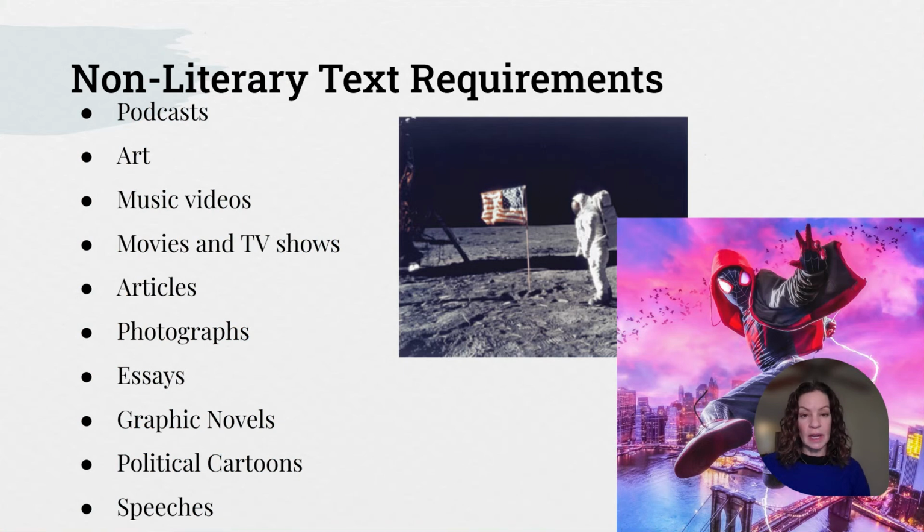For the non-literary text requirements, we'll be listening to some podcasts. We study some art. We'll be looking at music videos, and a little bit of clips from movies and TV shows. We will watch a full length movie. We'll study some photography by Lauren Greenfield and understand how choices made by photographers impact the way the viewers see them. We'll also be reading a graphic novel, studying political cartoons, and looking at speeches and essays.